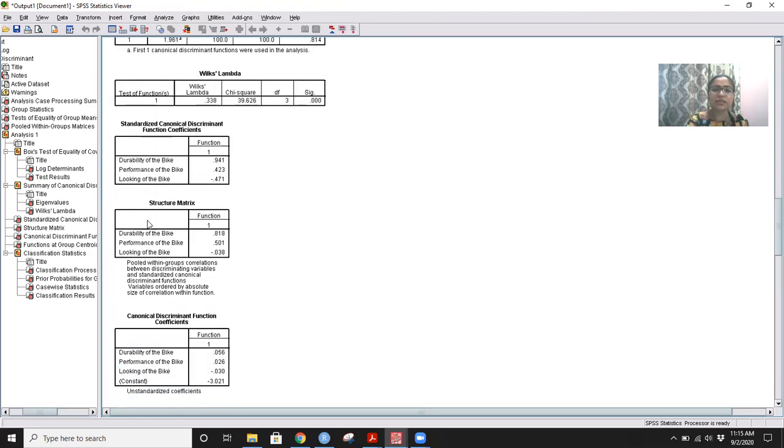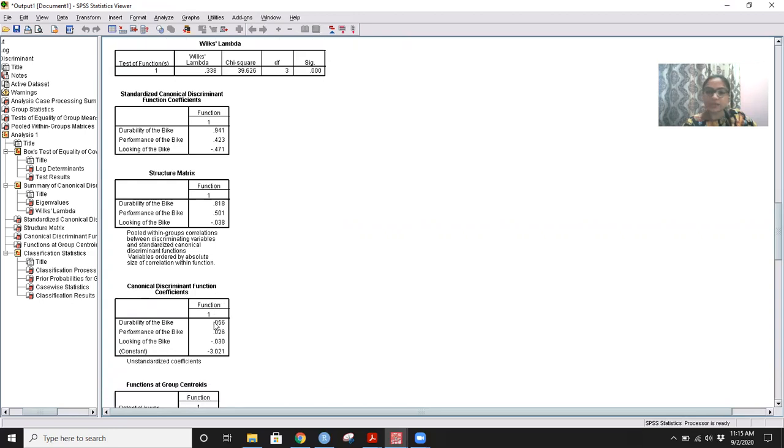Next, we come on to the standardized canonical discriminant function coefficients. Now, you will get two discriminant function coefficients. One will be the standardized one, another will be the unstandardized one, as you can see in the canonical table part. Standardized means something like a standardized regression where you have coefficients standardized using the standard deviation. Unstandardized means your raw betas, the usual regression which you do.